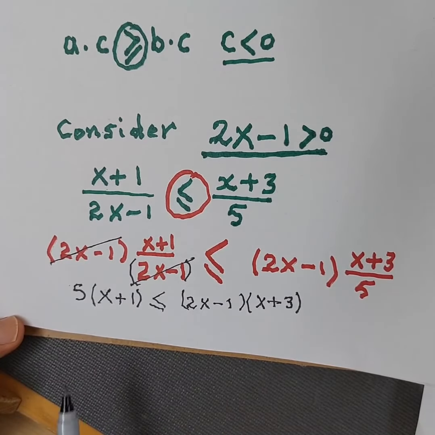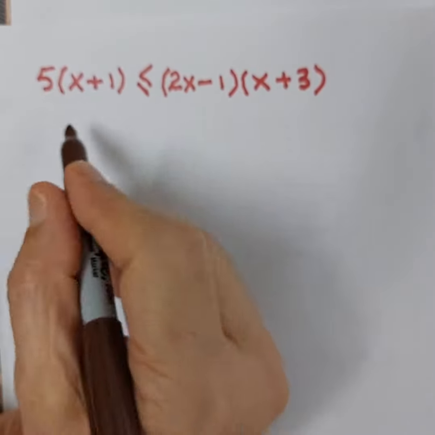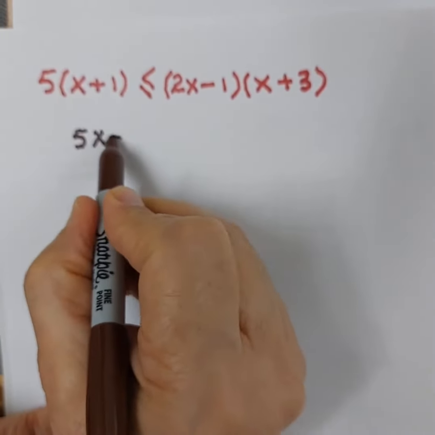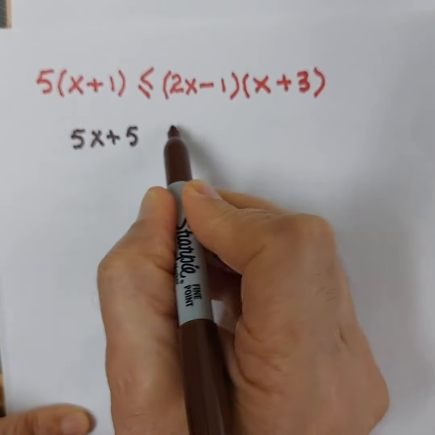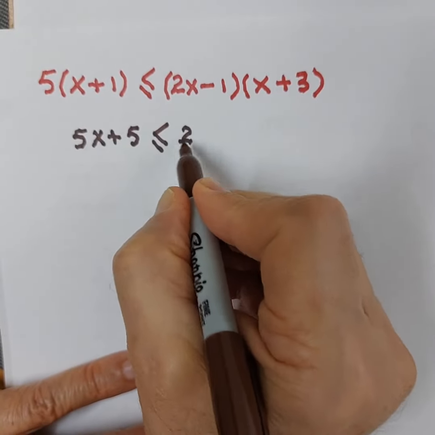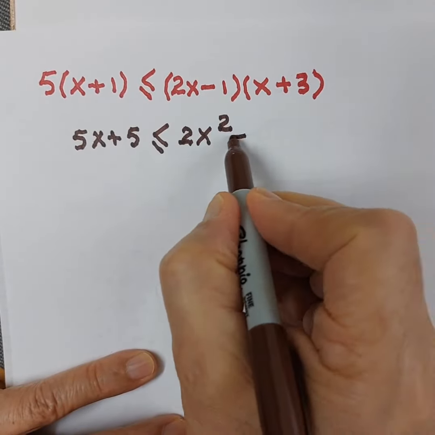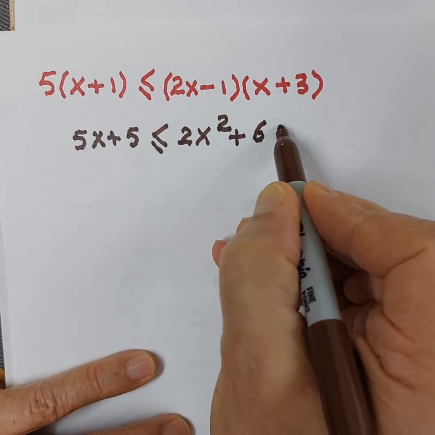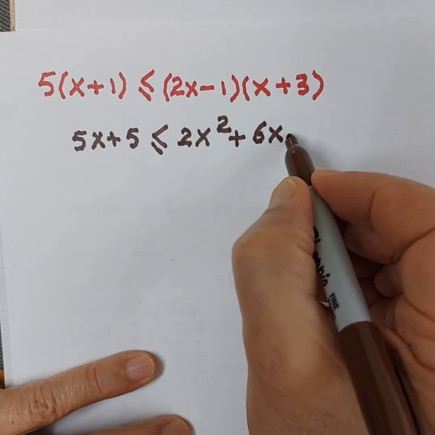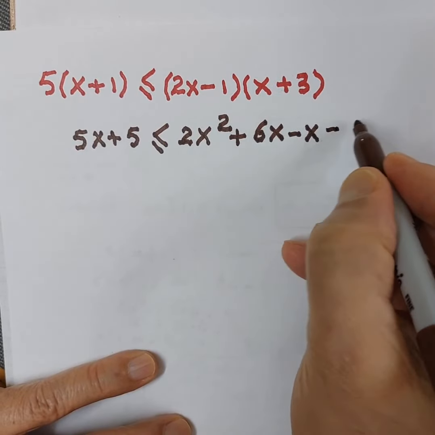So, to remove the brackets, just multiply 5 by x, that means 5x, and 5 by 1, that means 5, is less than or equal. Here, 2x by x, that means 2x squared. 2x by 3, that means 6x. Then negative 1 by x, that means minus x, and negative 1 by 3, that means negative 3.